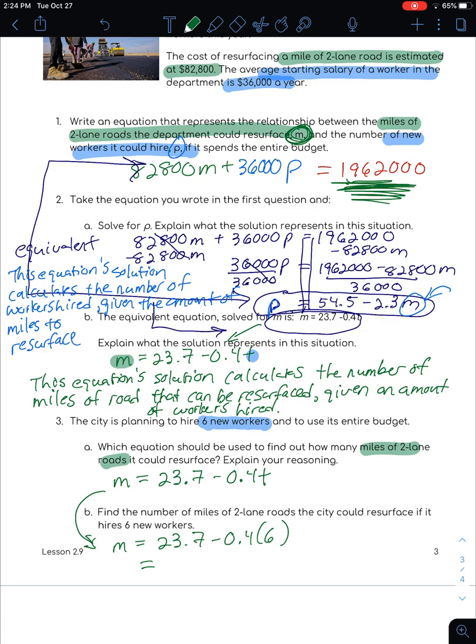Okay, so now let's go ahead and plug that in. If we've got 6 workers, let's plug that in and let's go ahead and calculate. Okay, if there were 6 workers that were all making that $36,000 salary, then how many miles could we actually go ahead and resurface? So let's plug that in, 23.7 minus 0.4 times 6. And we come up with 21.3 miles.